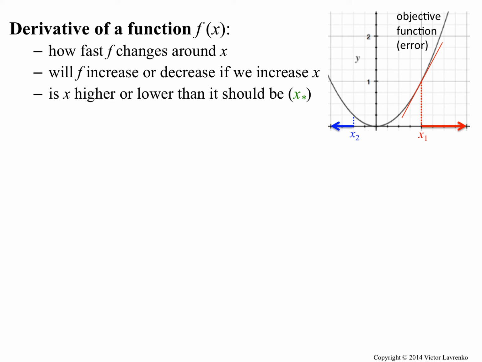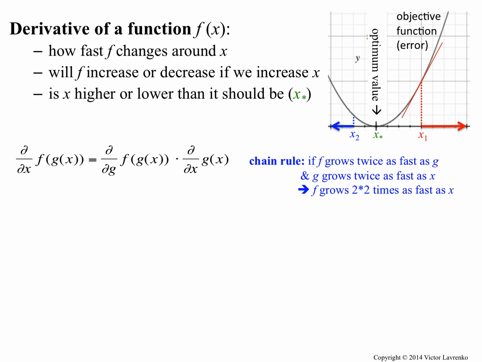The third way to interpret the derivative is in relation to the optimum. Suppose that function f is an error function and we're trying to minimize it in some way. What the derivative tells us is whether our current value of x is higher or lower than where it should be. So we want to be at x star. If we're at x1, the derivative is positive, we know that x1 is bigger than it should be. It should go the other way. If we're at x2, we know we want to make x2 bigger to get closer to x star, because the derivative is negative. So that's the intuition that will come in useful.